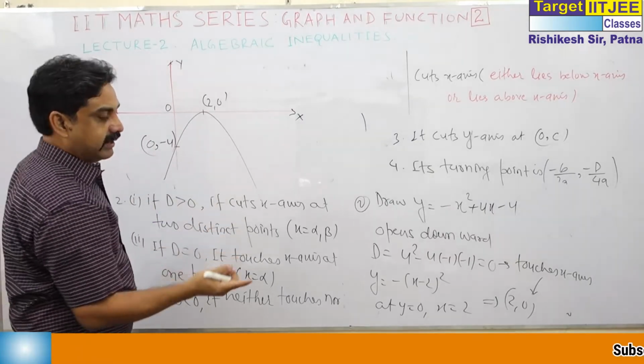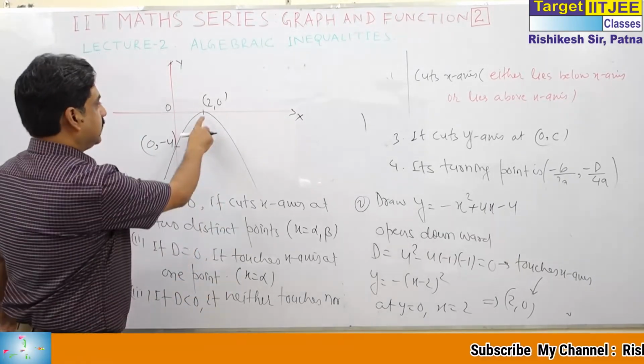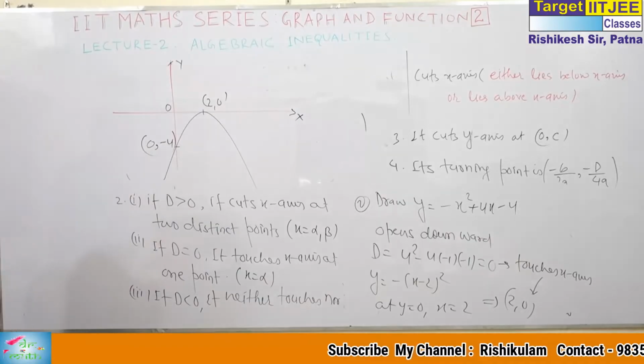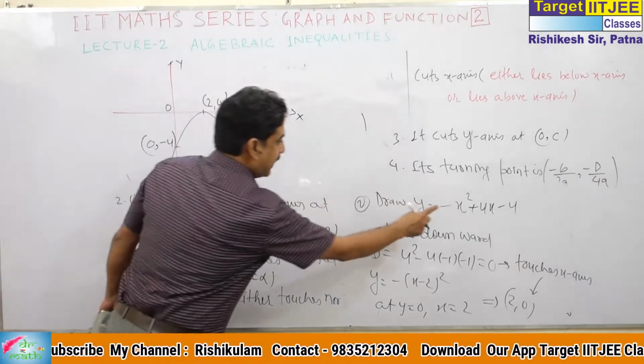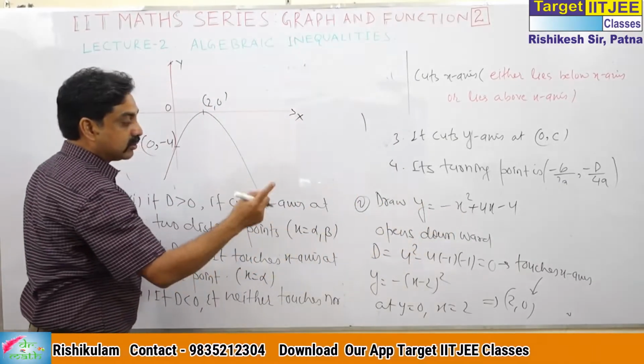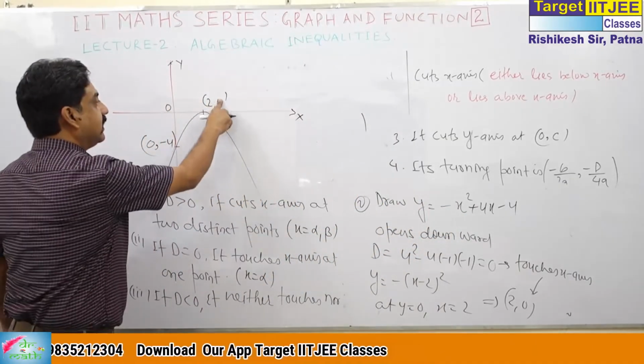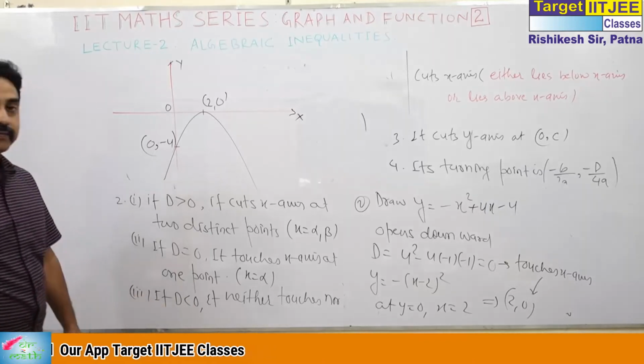And what is the turning point? The turning point is very obvious in this case. The turning point is 2, 0. Why 2, 0? If you go through minus b by 2a, minus b by 2a is 2, and if you go through d, d is actually 0. The roots are equal. So that is the graph.